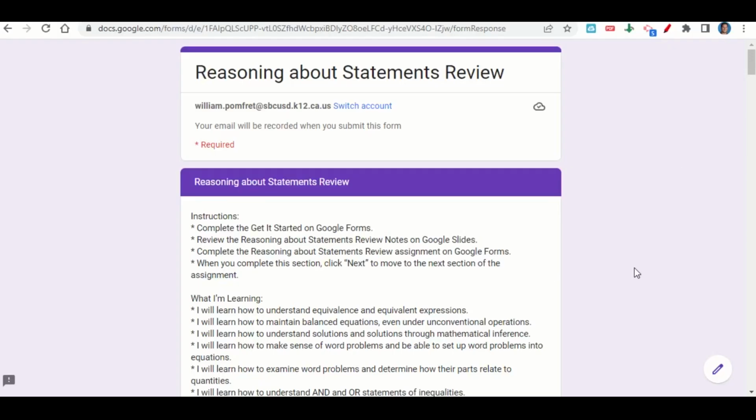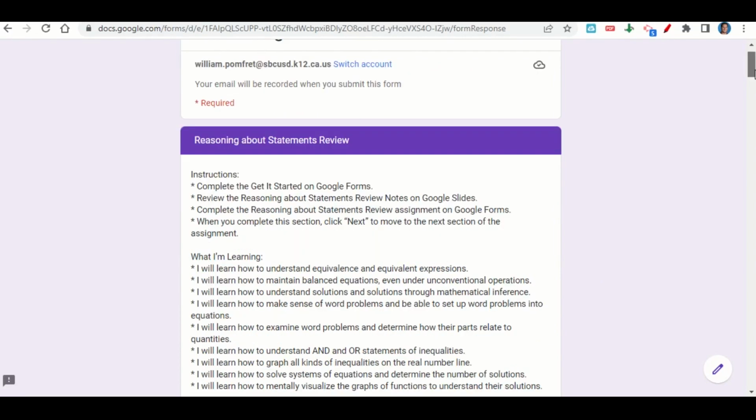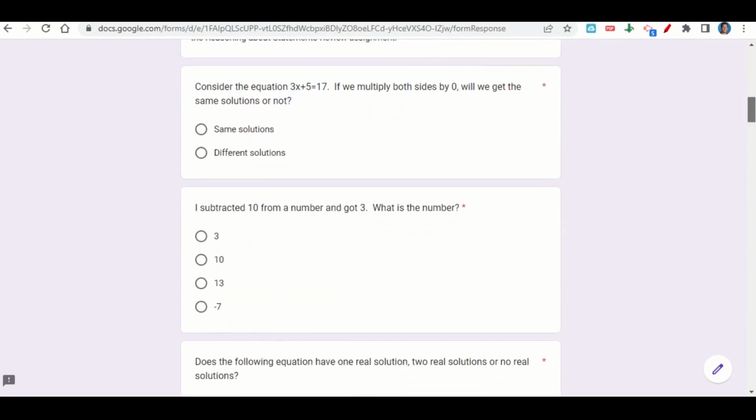The assignment begins with the learning goals and success criteria. If we scroll down, we can see the questions. So the first one says, consider the equation 3x plus 5 equals 17. If we multiply both sides by 0, will we get the same solutions or not? And in this case, we know that when we multiply both sides by 0, we get 0 equals 0, which then gives us different solutions. So we'd mark that one as different solution.